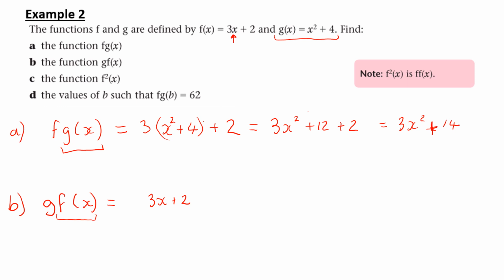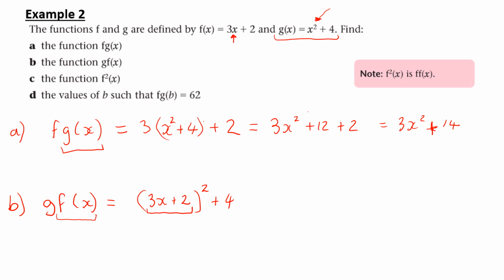Next I need to do function g. So I need to take what I've just written down and put that into function g. Now looking back to the question, function g tells me that whatever I put in, I need to square it and then add 4. So whatever I put in, I need to square it and then add 4. So there's the function gf of x.